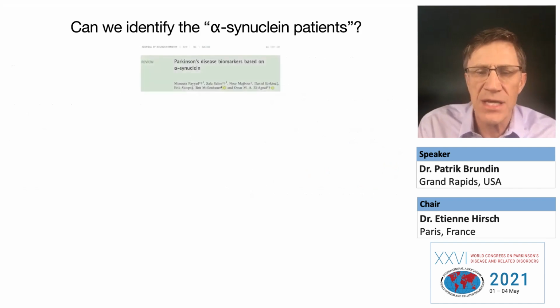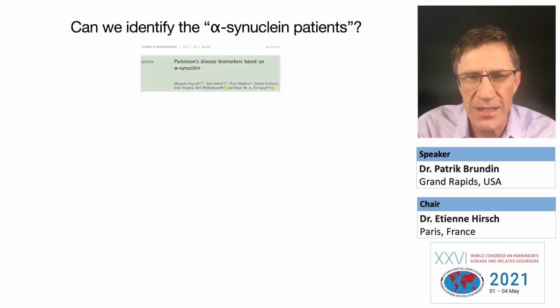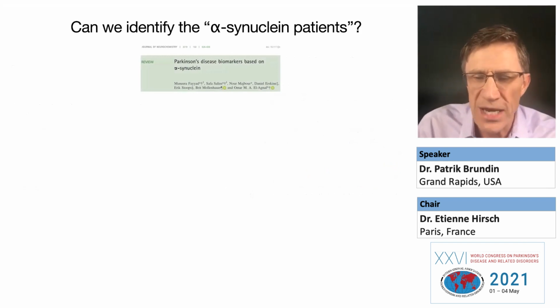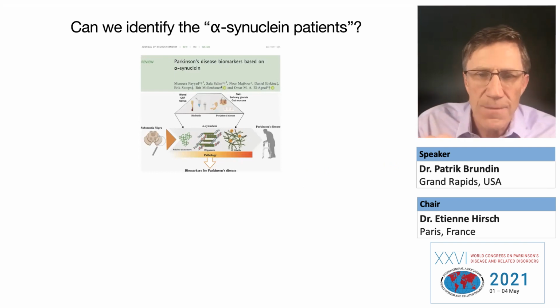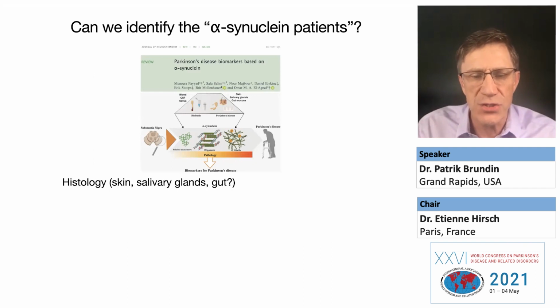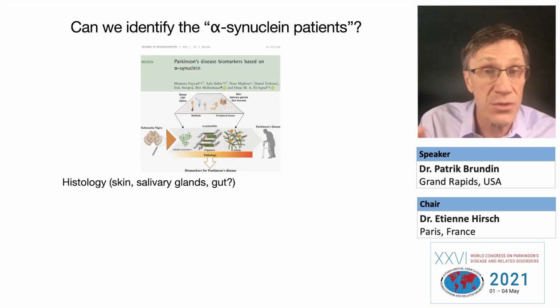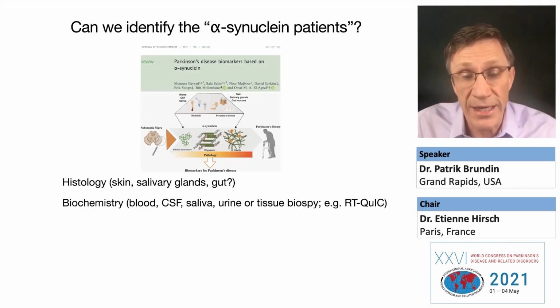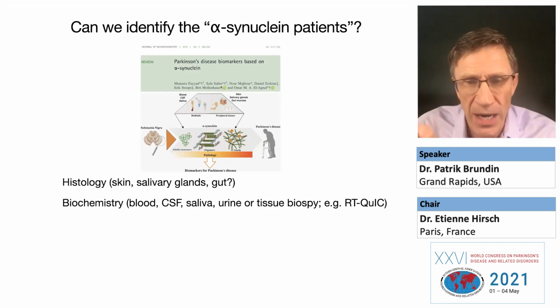But I still think the ultimate way of doing this is actually to do some kind of biomarker method to identify the synuclein patients. And lots of things have been written about this. This is a great review by a great team. This review is headed by Omar El-Agnaf, and they describe in it how one can measure monomers, oligomers, and fibrils of synuclein in a variety of tissues. One can look at skin, salivary glands, gut, and do histology, or can do biochemistry in CSF, in plasma, blood, urine, or in a biopsy.